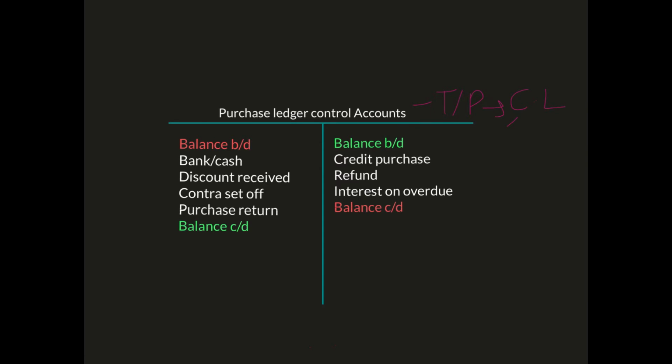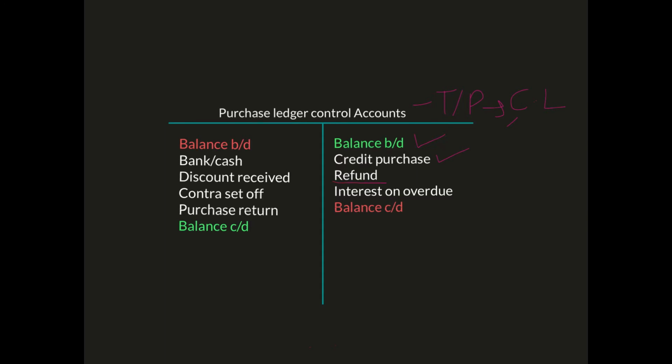We already discussed what the balance BD represents. Now what are credit purchases? Credit purchases are basically purchases made on credit, which means that when you are buying something on credit, you acquire the item immediately, but you pay for it at a later date. So your trade payables will increase because the amount which you owe to your supplier will increase.